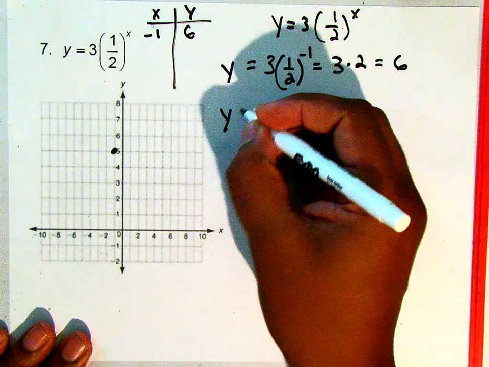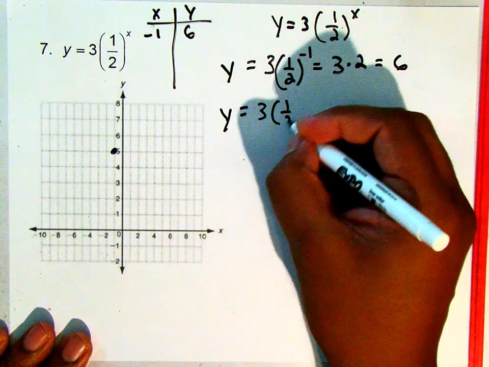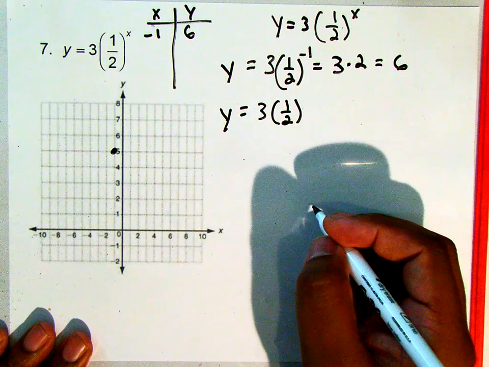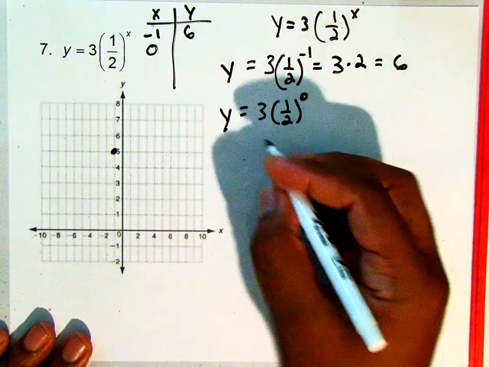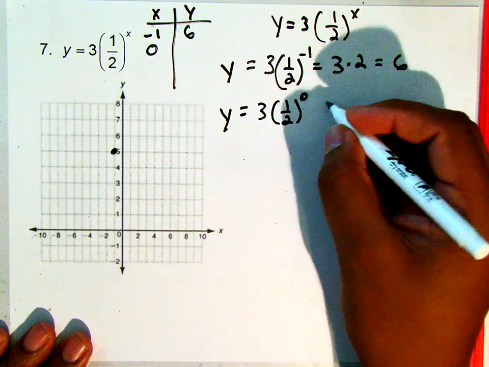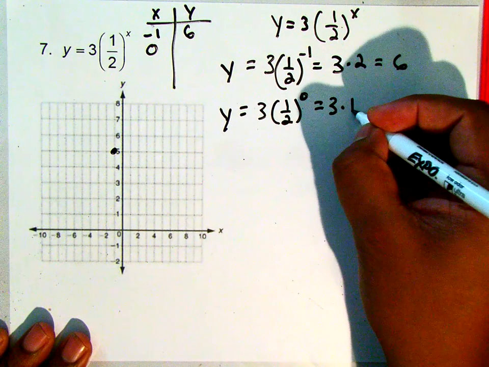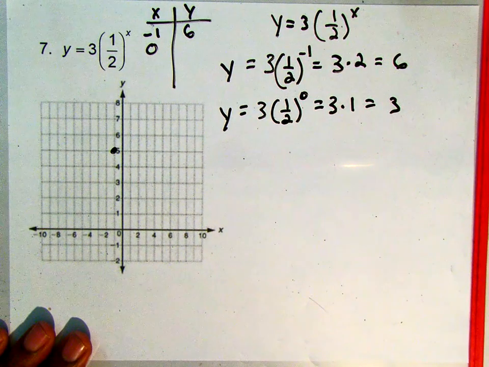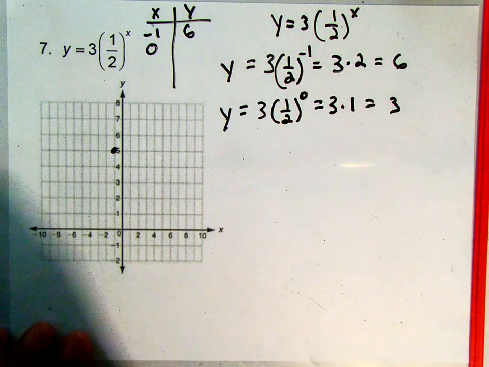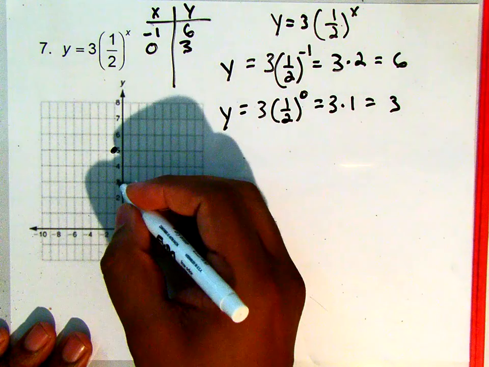All right, now I'm going to do another one here. Y is equal to 3 times 1/2, and my next point I'm going to use is 0. So 3 times 1/2 raised to the 0. And anything raised to 0 is 1. So it's 3 times 1, which is equal to 3. All right, so when I plug in 0, I get 3. I'm going to go to 0 and go up to 3 here.